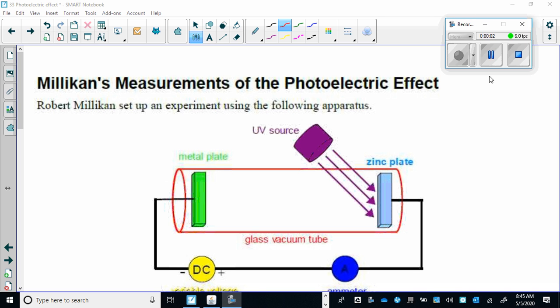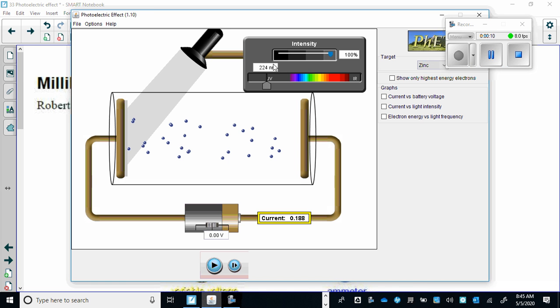Part 2 of lesson 33. Let's go back to our PhET demonstration here and continue shining. We'll keep playing it.